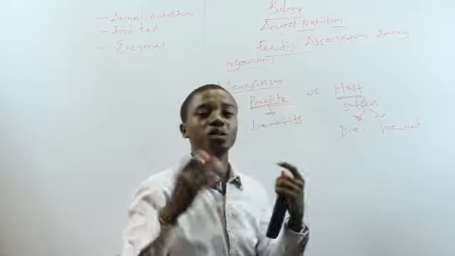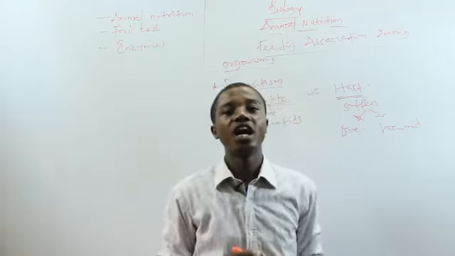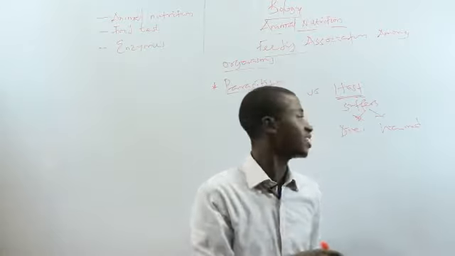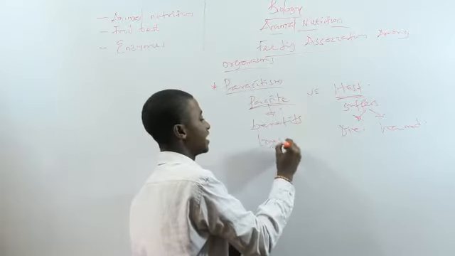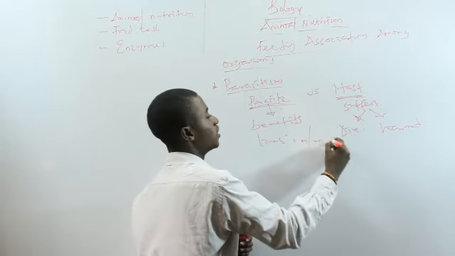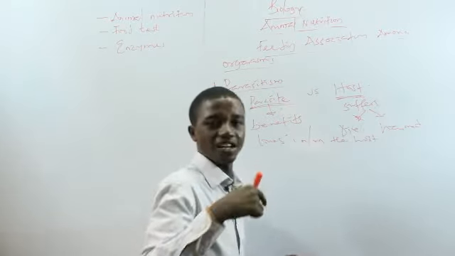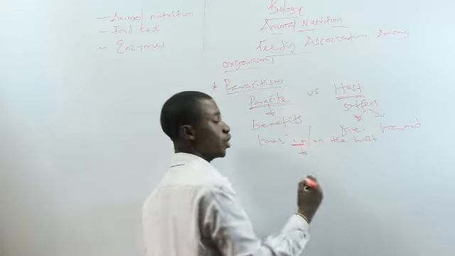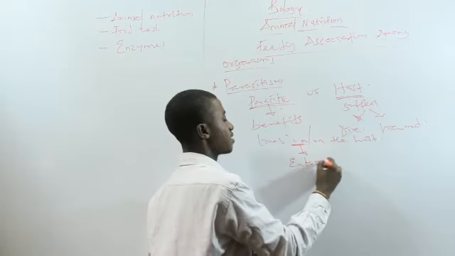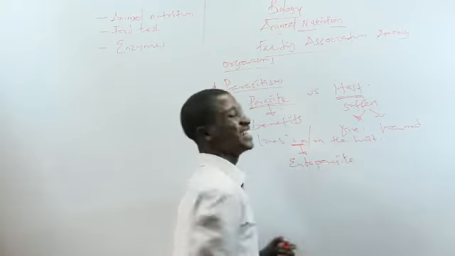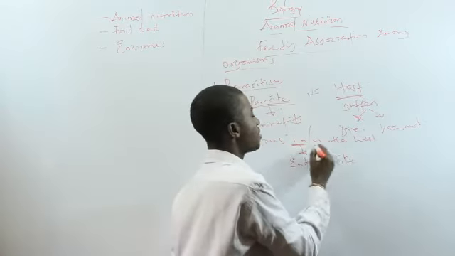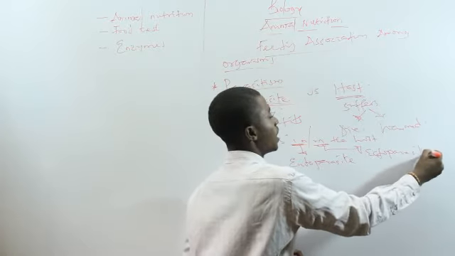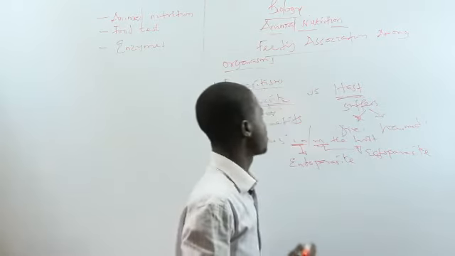So parasitism in all totality is a feeding association between an organism and another organism. The other organism is called the host. The parasite feeds on the host. The parasite lives in or on the host. When the parasite lives in the host, it is called endoparasite. When the parasite lives on the host, it is called ectoparasite.